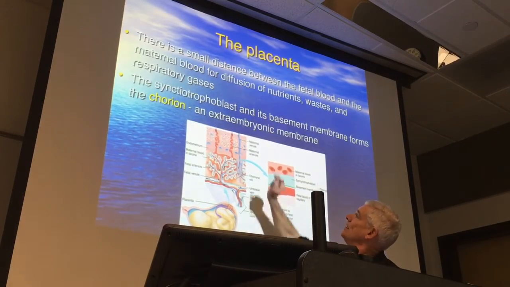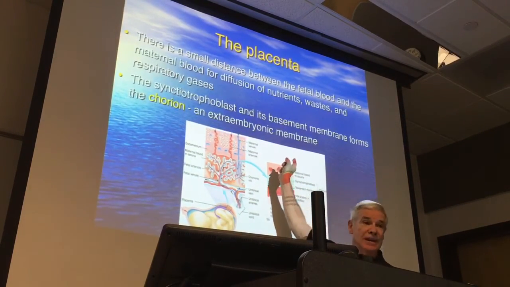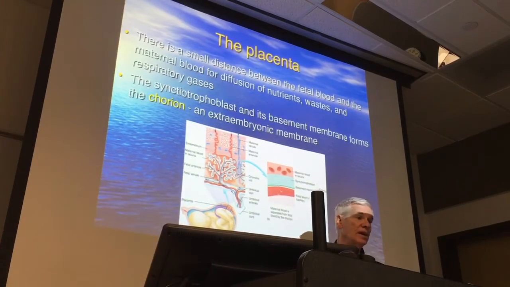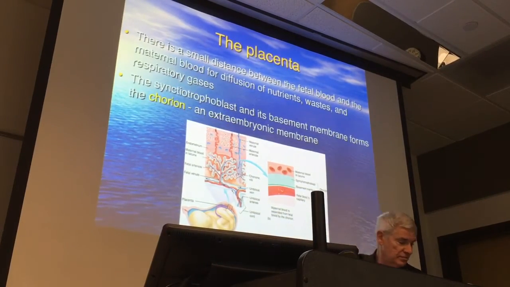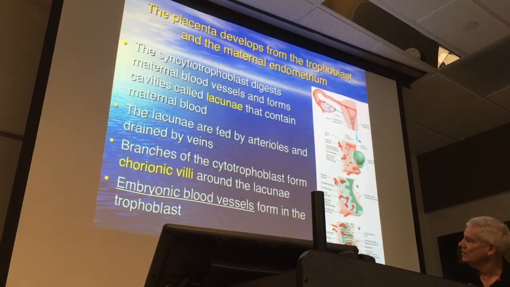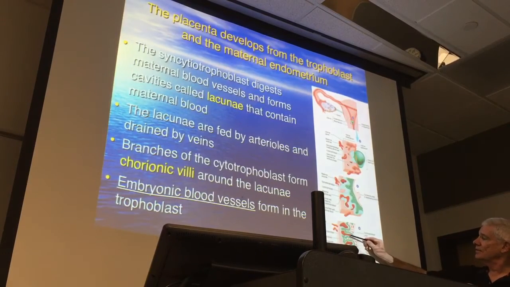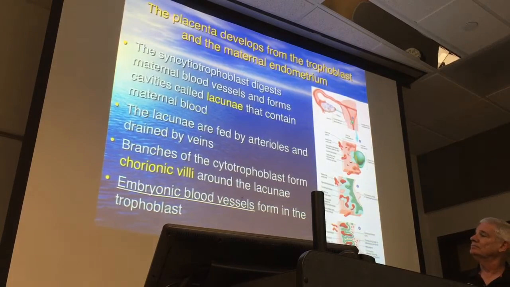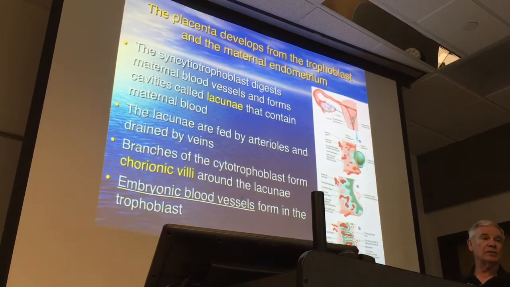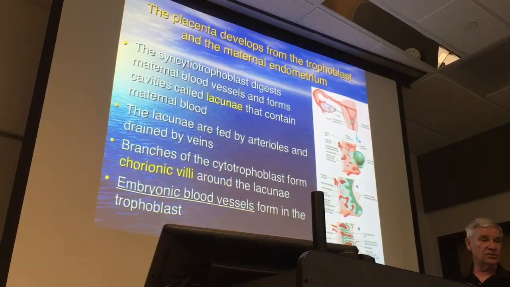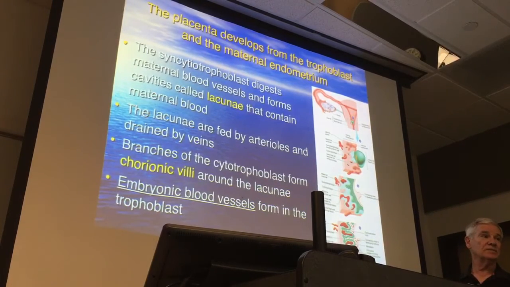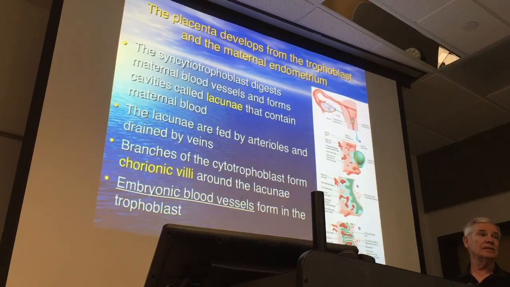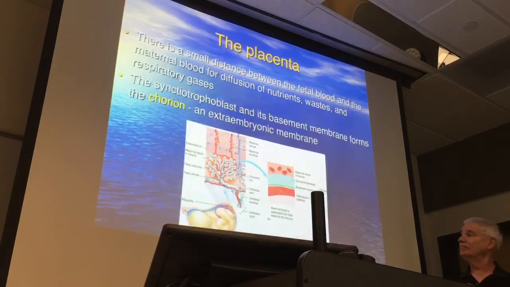And the chorion is one of those extraembryonic membranes, and the chorion develops from the syncytiotrophoblast and the cytotrophoblast, which are not part of the embryonic inner cell mass, they're part of the trophoblast. So that's an extraembryonic, outside the embryo, membrane.